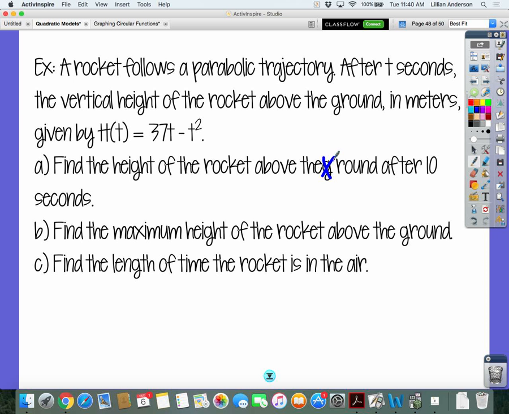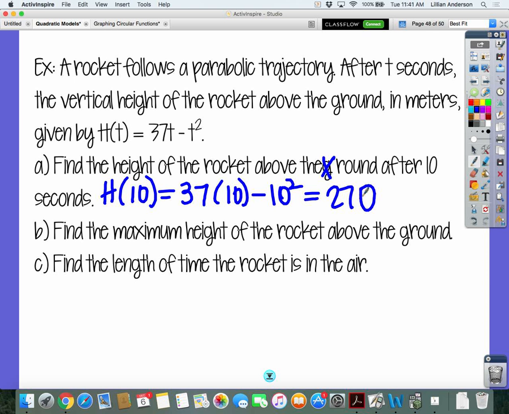Plug in 10 for what variable? t, because t is our time. So I'm trying to figure out the height after 10 seconds. So that's 37 times 10 minus 10 squared. 270 meters. Questions on that?